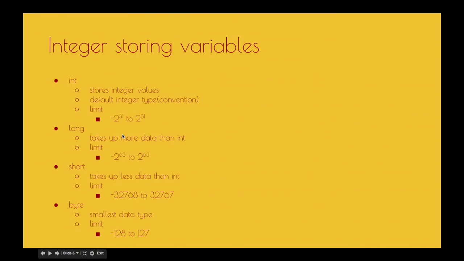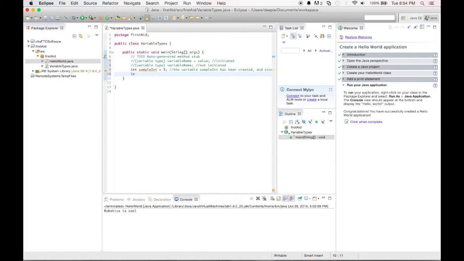Now you have a long. A long takes up more data than an int, but it's got way greater limits. So, we can just say long sampleLong is equal to 3, and then I'll just add a bunch of zeros. The variable I should include is of type int. And as you can see, it's out of range.